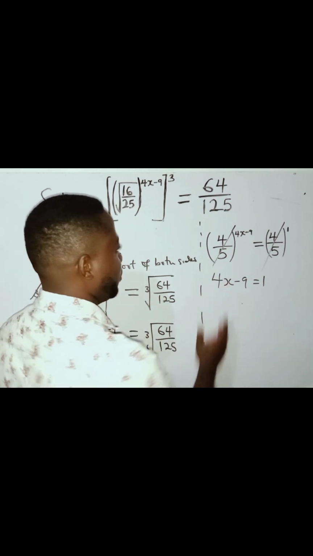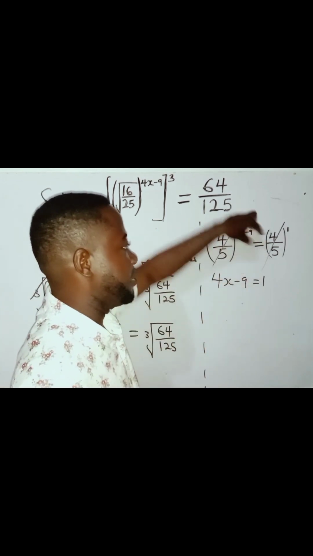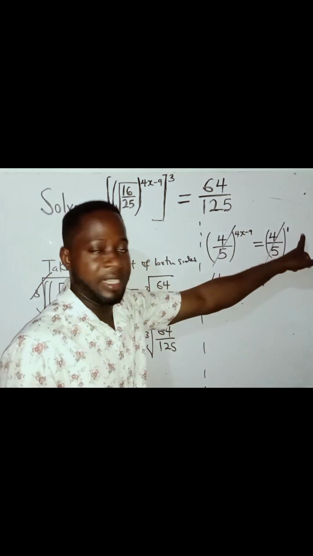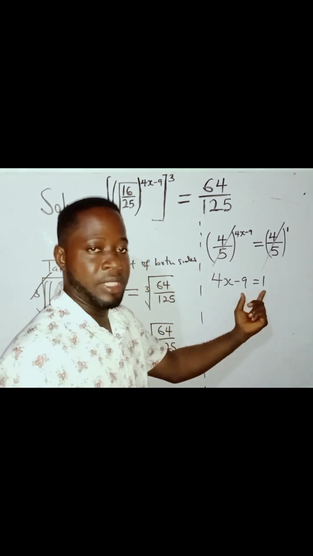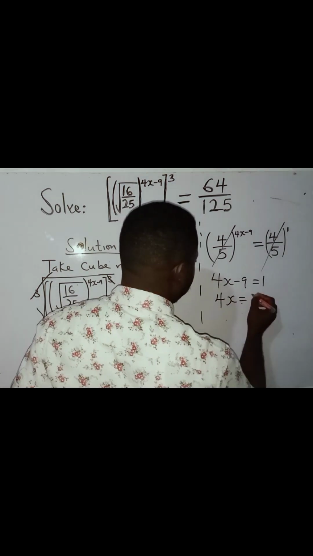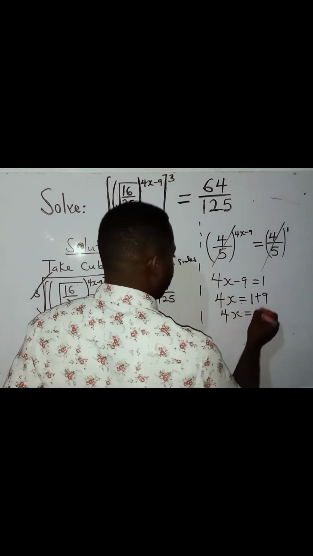Now, the next thing to do is to find x. What happened here is that we cancel out the base and we equate the power. The power here is 4x minus 9 and the power at this side is 1. So we are going to equate them to each other. Then to find x, I will say 4x equals 1 plus 9, because when minus 9 moves here, it becomes plus 9. So I'm going to have 4x equals 10.